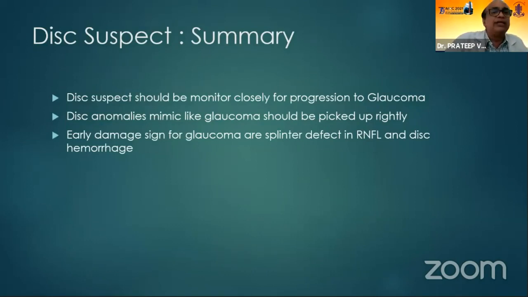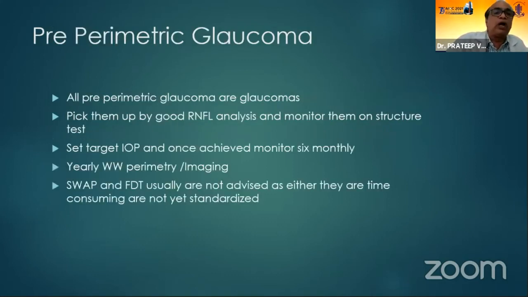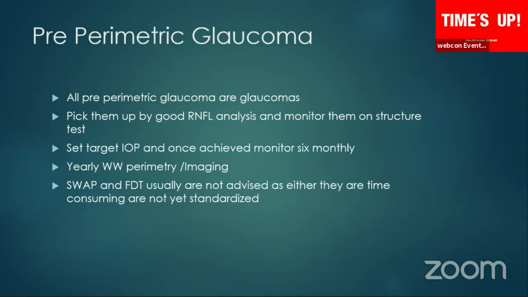So in summary, all the disc suspects should be followed up over a period of time, whether they develop glaucoma or not. And in pre-perimetric glaucoma, you have to be very careful. You may do the FDT and the SWAP, but obviously the FDT and SWAP are not useful. By doing a good thorough clinical examination, you would be able to pick up pre-perimetric glaucoma, and imaging technology does help many a time. But all these patients require a good vertical follow-up. And once you suspect pre-perimetric glaucoma, initiate the therapy right away.